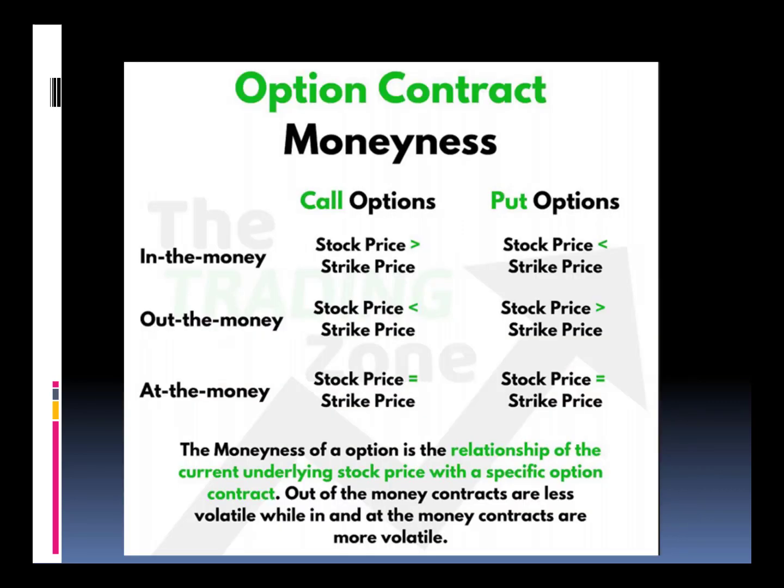Here I can also put the option contract moneyness: in the money, out of the money, and at the money. The moneyness of an option is the relationship of the current underlying stock price with a specific option contract. Out of the money contracts are less volatile, while at the money contracts are more volatile.